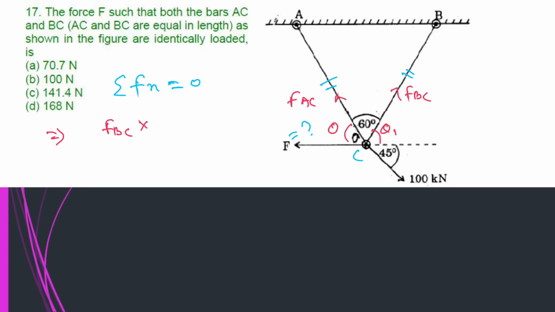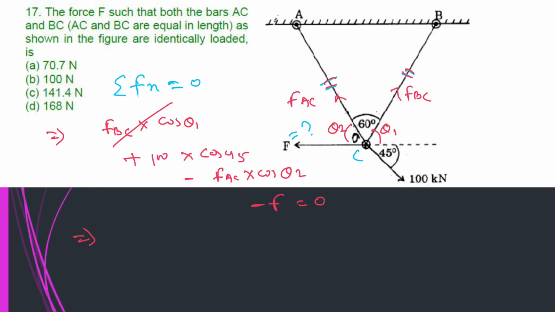FBC cos theta 1 plus 100 kilonewton into cos 45 degree minus FAC cos theta 2 minus F equal to 0. We know both are the same, 60 degree, these two, so their value will be same. So FBC cos theta equal to FAC cos theta 1. You can cancel them. Then F equal to 100 into cos 45 degree. 100 into cos 45, 1 by root 2.